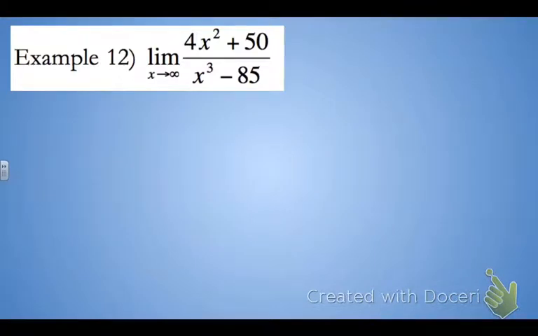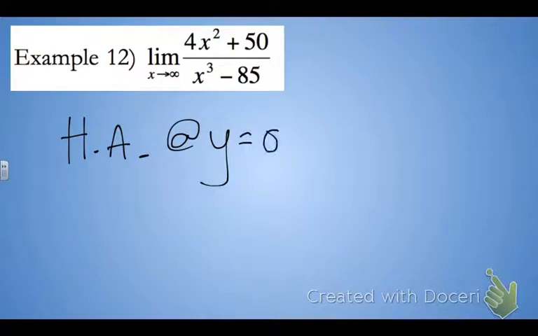So let's do this first one together. I am looking at the degree of the numerator, which is x squared, and the degree of the denominator, which is x cubed. And if you remember from our last slide that hopefully you just wrote down, if the degree of the numerator is less than the degree of the denominator, there is a horizontal asymptote at y equals 0. So therefore, as I go towards infinity, my graph is going to follow that line.